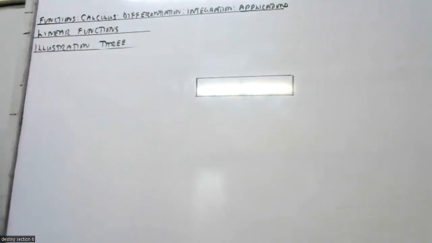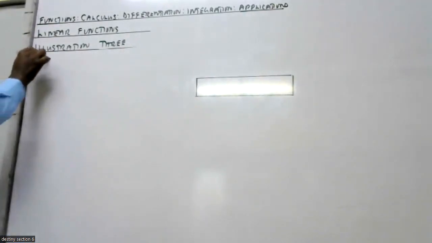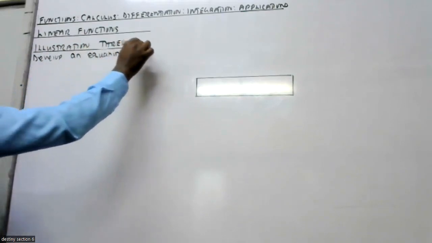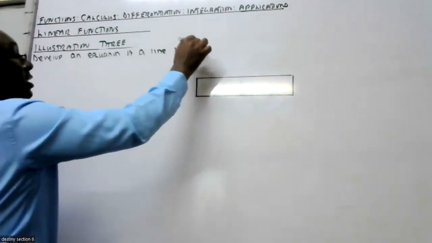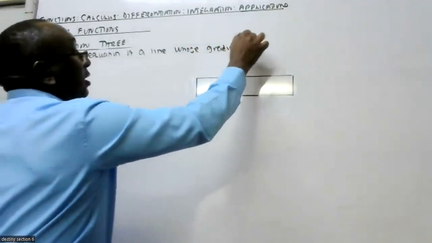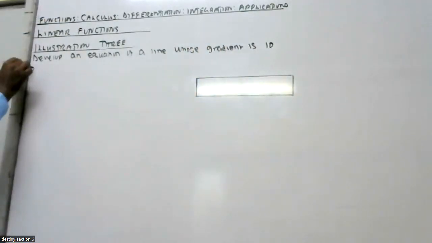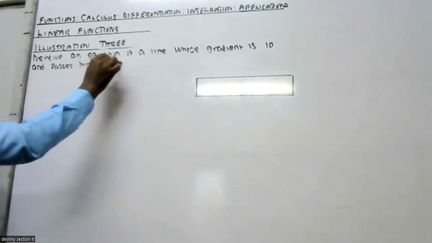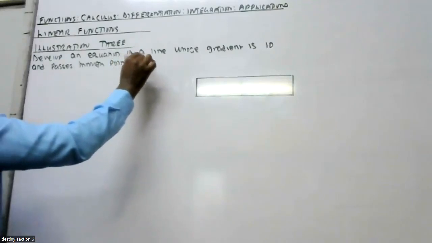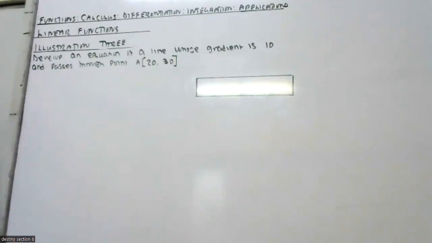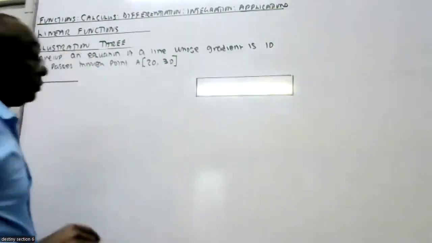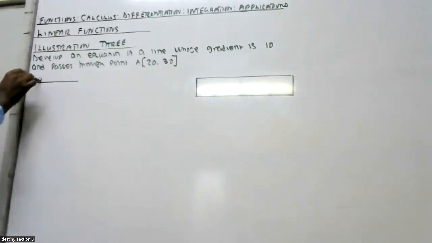Illustration 3, which you read like this. Develop an equation of a line whose gradient is 10, and passes through point A (20, 30). So we come here and get the solution.